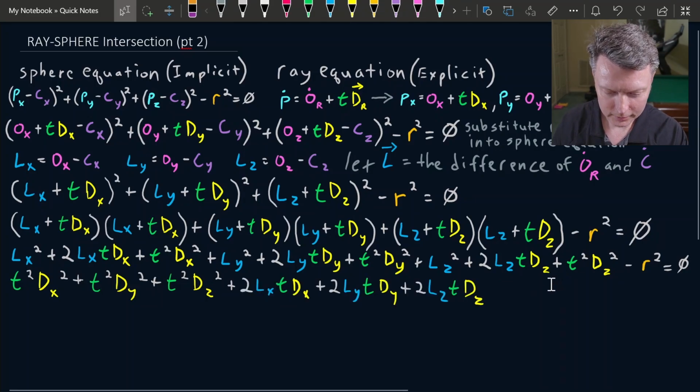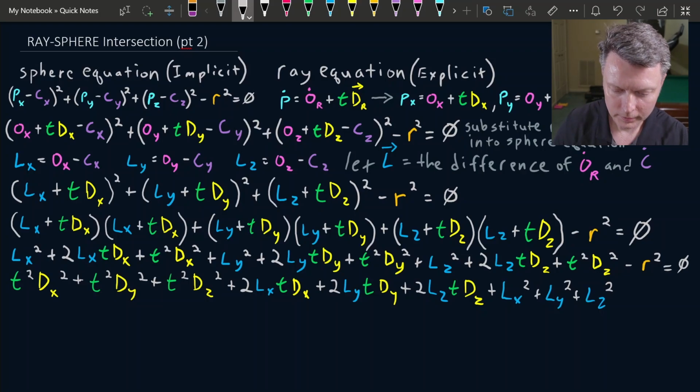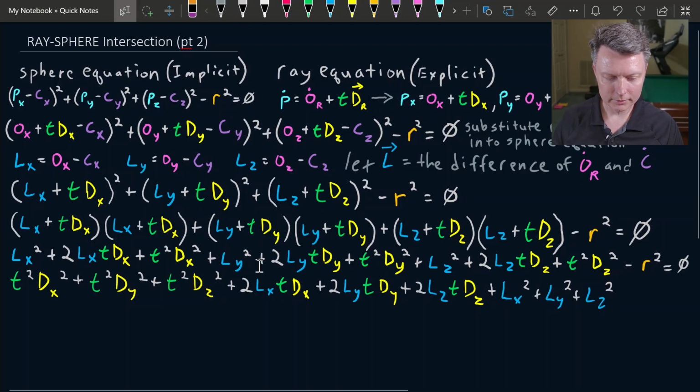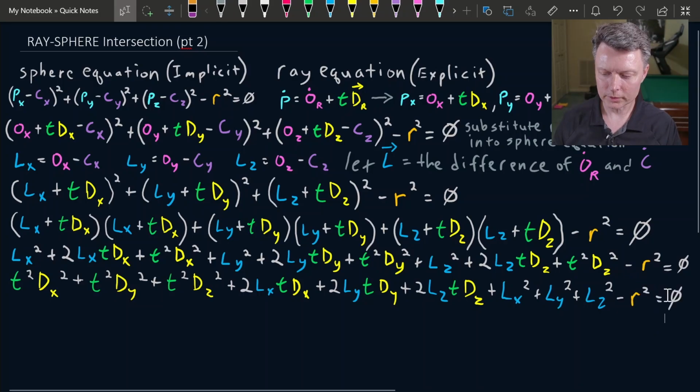And what do we have left? Let's see. We haven't done the lx squared yet, so let's put all those together that are like. So lx squared plus ly squared plus lz squared. So let's do those next. And I believe with that, we got everything over here, and then we just need to finish with the minus r squared equals 0, and we're done. Or at least for now. So minus r squared equals 0.